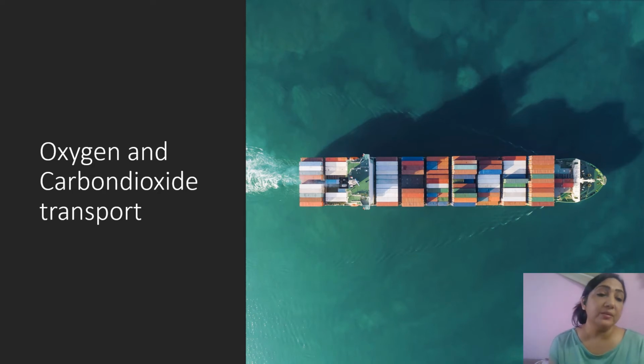Today's topic is transport of oxygen and carbon dioxide in blood. The respiratory system and circulatory system work together for transport of oxygen from the lung to tissue, and the carbon dioxide is taken up by the venous blood and goes back to the right heart, and from there it is exhaled out of the lung.